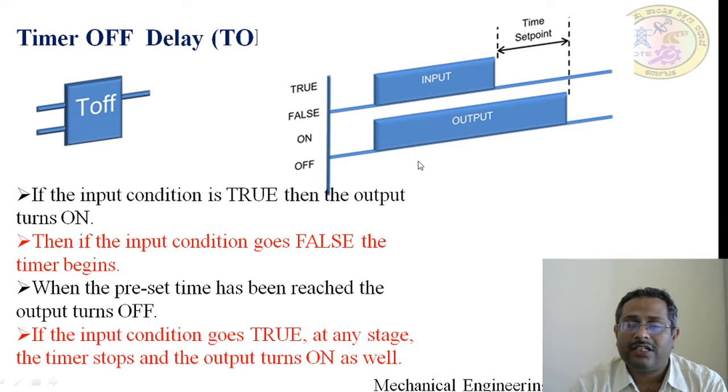This is timer off delay. Here see, the input goes low, and actually the output should be switched off here, but we are giving a delay. After a delay of the preset time, it will switch off. And if the input condition is true, then the output turns on.